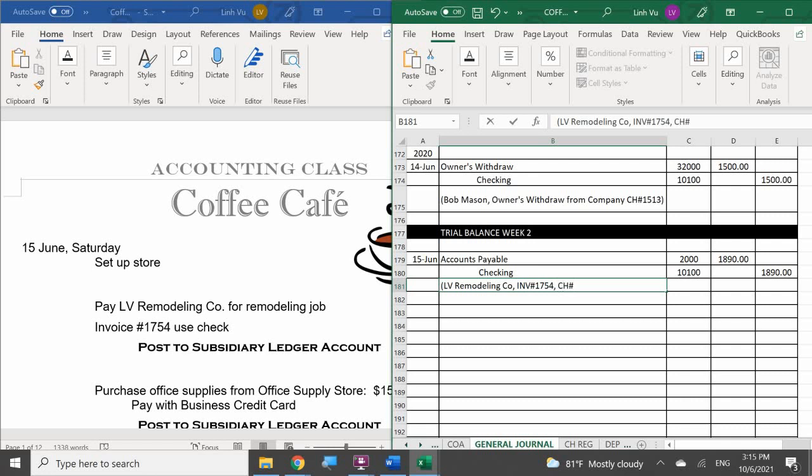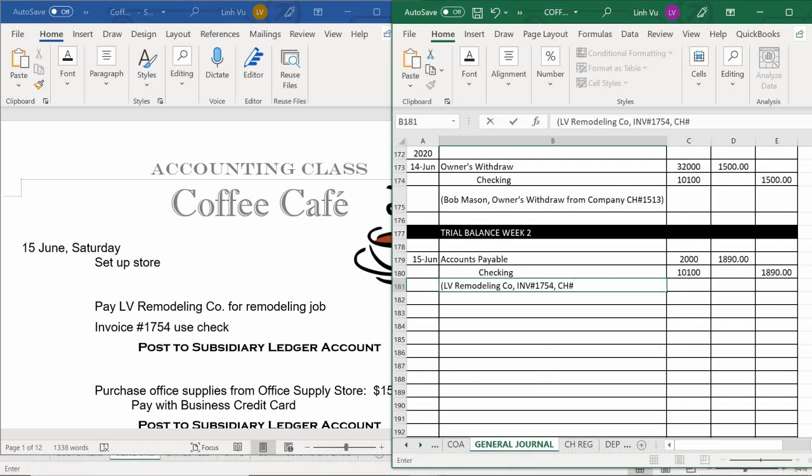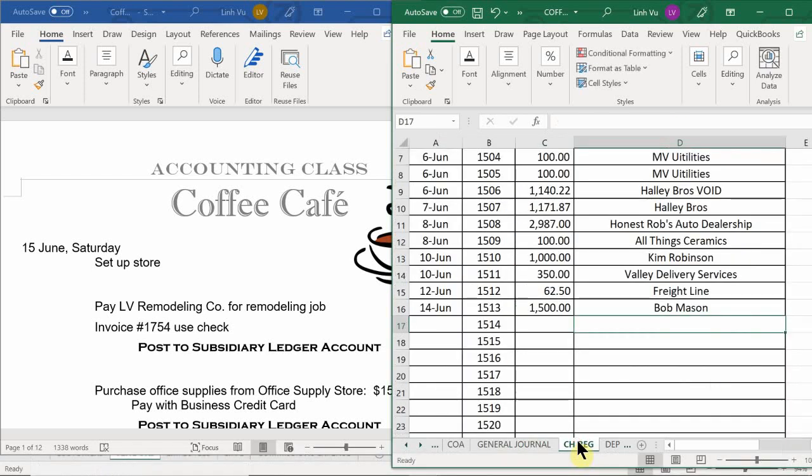So we have to go to the register, by the way. Yes, we do, because what check number are we going to use? We don't know yet. So here I am. With which date? It is June 15th. So it is check 1514 for 1890. Okay? And LV Remodeling Co.